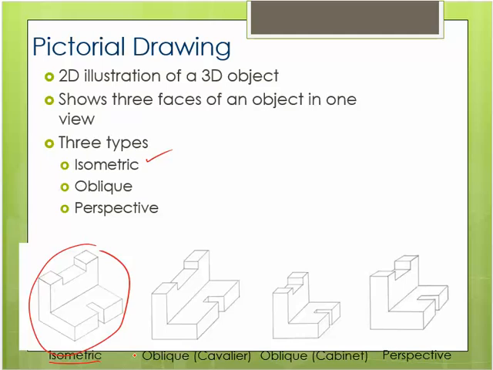Then we have two types of oblique. And this is one that students get confused about all the time. They think there's four because they consider cavalier and cabinet to be different, but they're really both oblique drawings. The only difference here is the depth that they appear to be. Cavalier sometimes is a misleading 3D because of the depth, and a lot of times cabinet is one we'll use more often, and we'll talk about these, but both of these are oblique drawings.